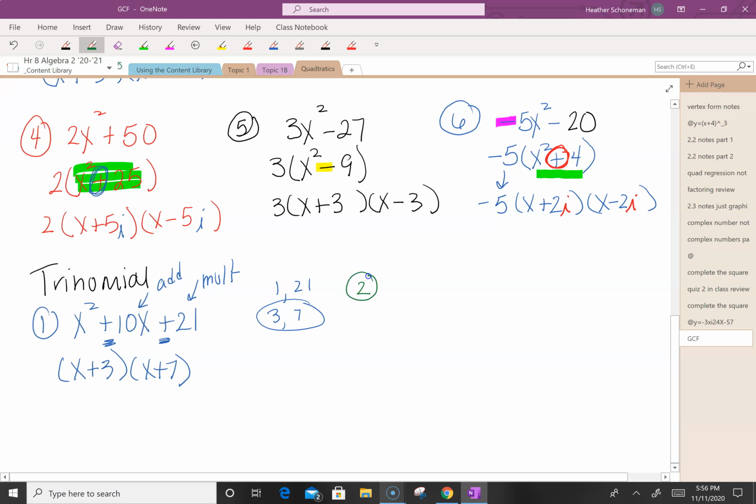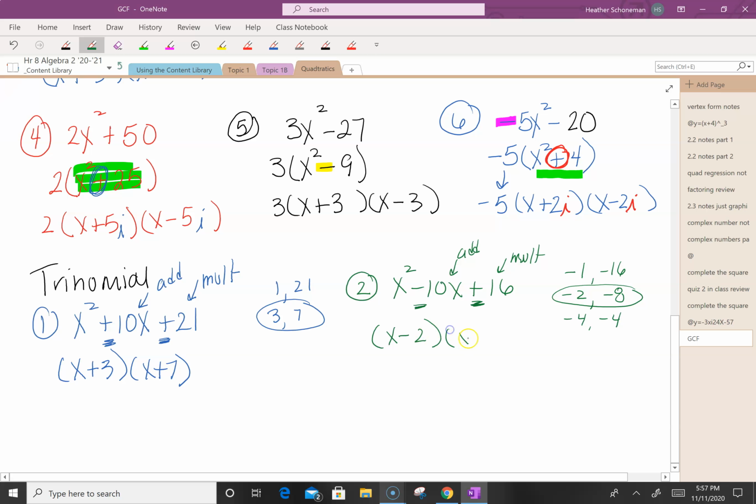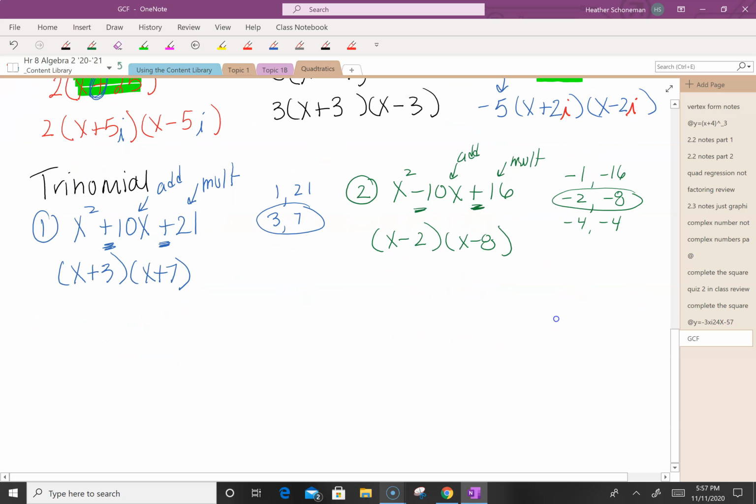Let's try this again. Number 2, I'm going to factor x squared minus 10x plus 16. Okay, so I need two numbers that multiply to 16 and add to -10. Since they're multiplying to a positive, I know they have to be the same sign. And because they add to a negative, they both have to be negative. So I can have -1 and -16, -2 and -8, or -4 and -4. Well, the ones that add to -10 would be these two. So this factors to x minus 2, x minus 8.